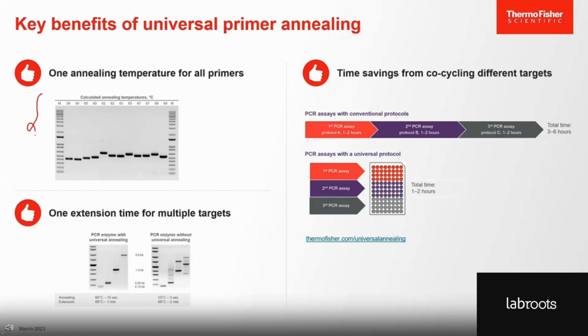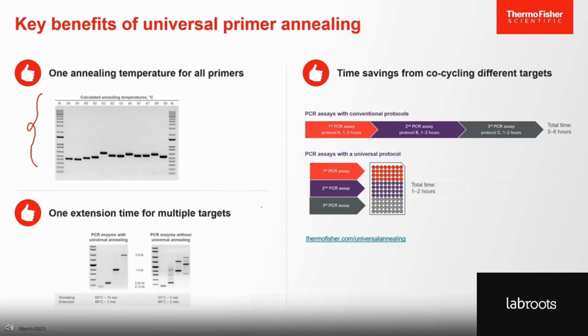This example here shows melting temperatures ranging from 59 to 69 degrees. Number two, one extension time for multiple targets. Extension time of the longest amplicon can be used for shorter amplicons, up to 5 kilobases, without sacrificing PCR specificity, enabled by the isostabilizing component.